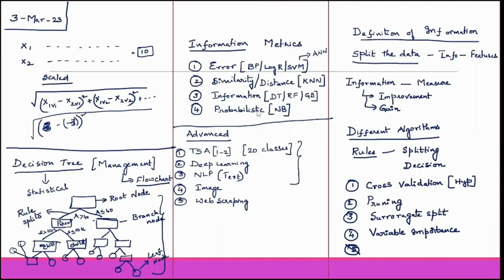Okay. So now we will talk about the measure. We will talk about the measure for information. So we will talk about two different measures. One is what we call the Gini impurity measure.